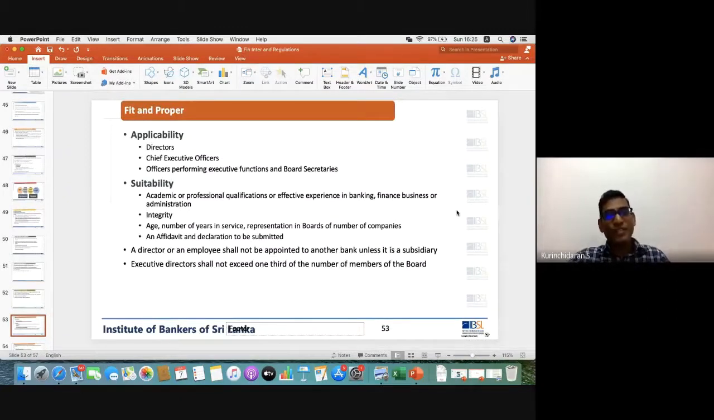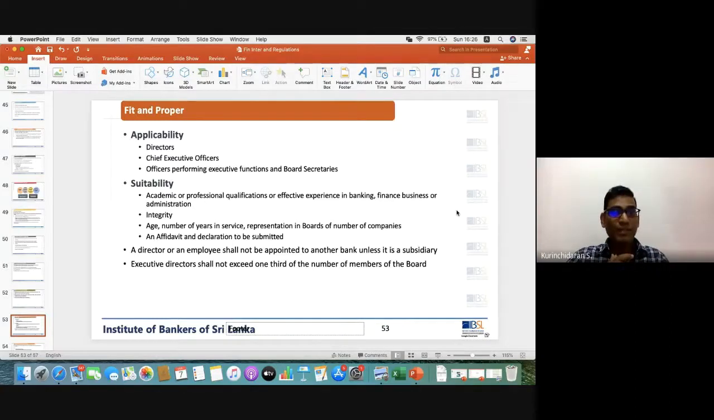And a very important aspect here, not only these criteria, but the Banking Act also talks about the fit and propriety of managerial personnel in banks. When you say managerial personnel, maybe directors or chief executive officers or officers performing executive functions and board secretaries. So these are the directors and key management personnel of a bank. They should be fit for the post.